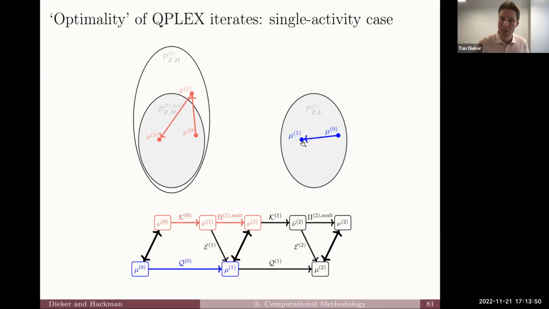So in that sense, now we have generated a new point here for the QPLEX iterates. And in that sense, the optimality is inherited. So you keep going, you have the same kind of picture going forward. It's a little bit more tricky to do this in the multi-activity case, because then you need to look at a subspace here on the right as well. But I'm not going to go into details there.